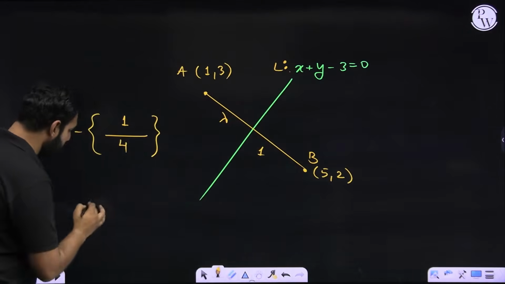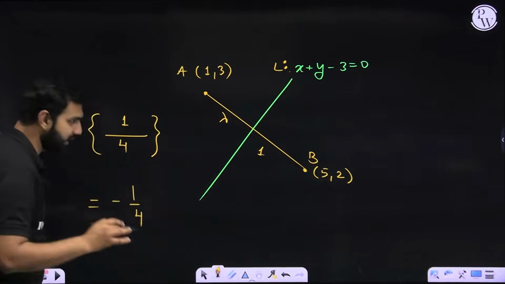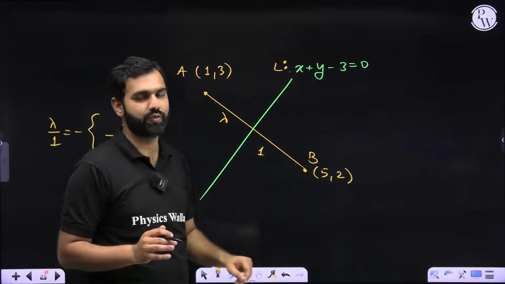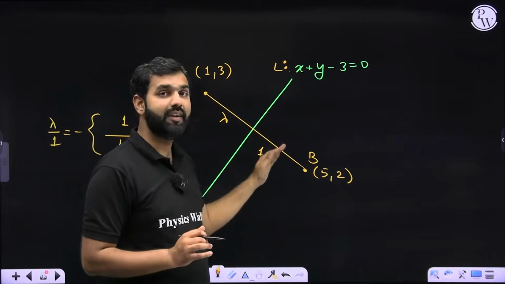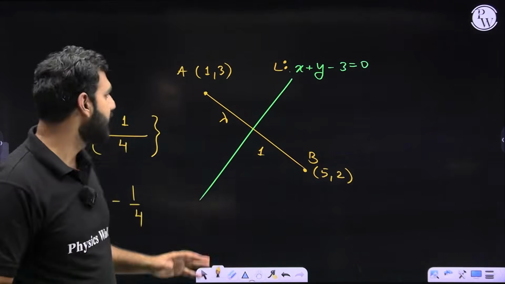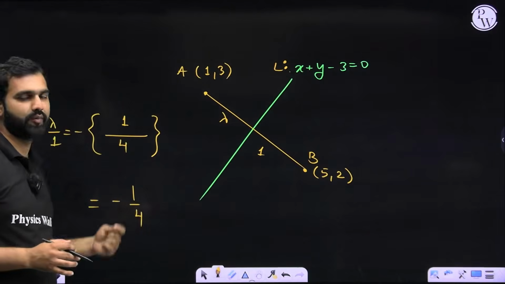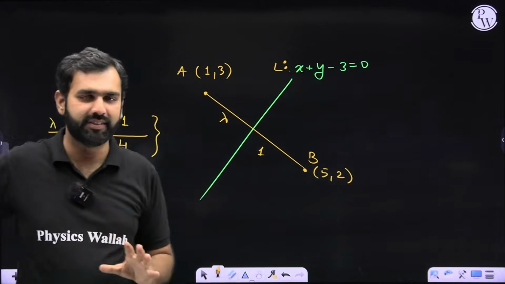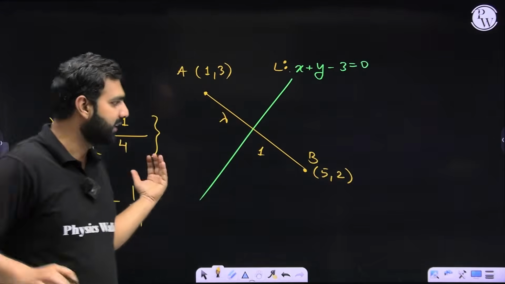Now the ratio is found to be minus 1 by 4. So the ratio will be 1 is to 4. But this line wouldn't be dividing it internally. This division will be happening externally. So that is another conclusion which you can draw with the help of this negative sign. Are you able to digest this short technique? Did you understand this short formula?